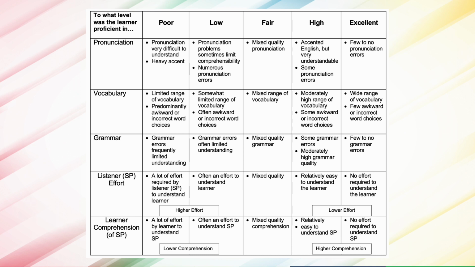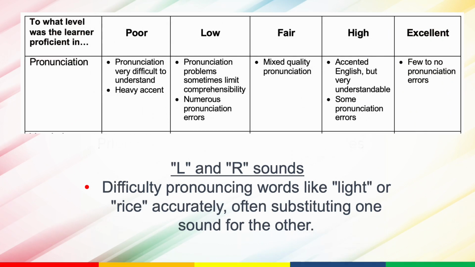So your challenge would be to rate the learner's proficiency in 5 areas: pronunciation, vocabulary usage, grammar, listener effort, that is your effort to understand the learner, and the learner's comprehension of you, the SP. And you're going to make a rating of anywhere from poor, low, fair, high to excellent. Pronunciation and grammar are going to be 2 dimensions that you're pretty much going to recognize as problematic or not.